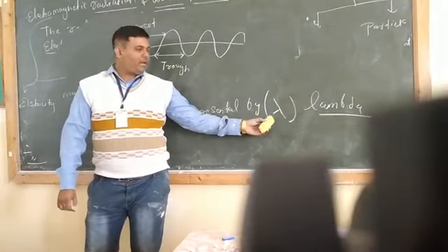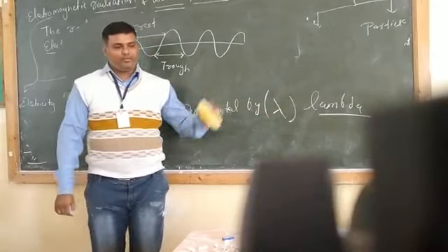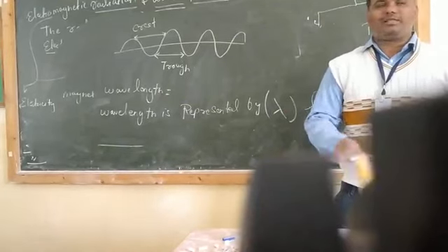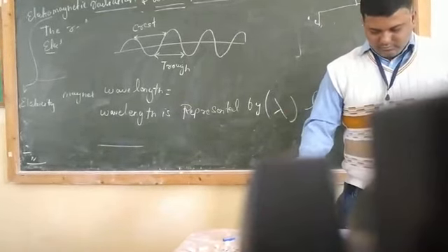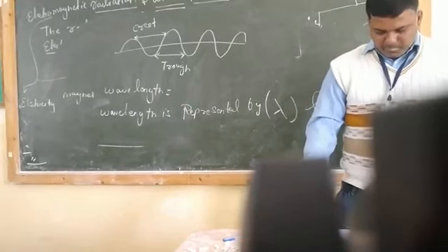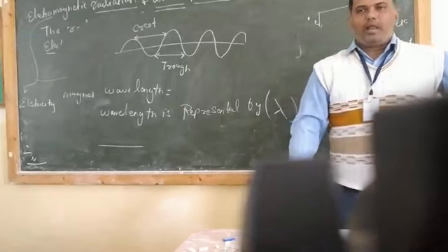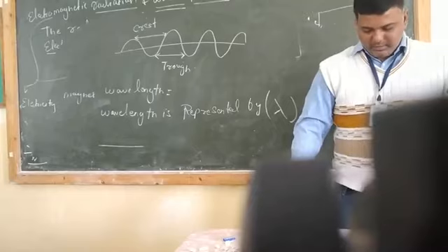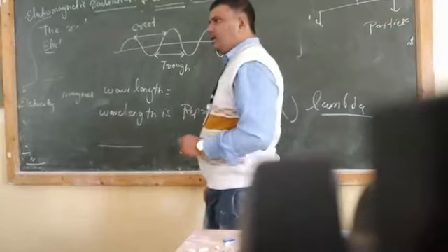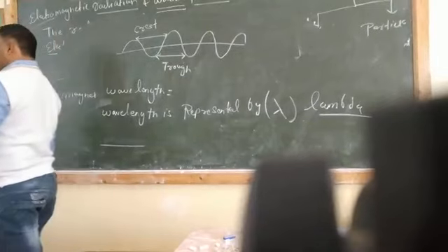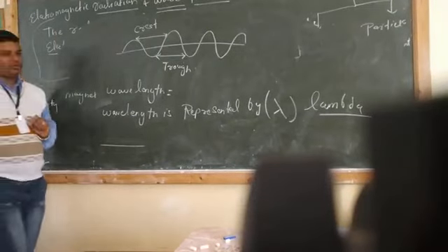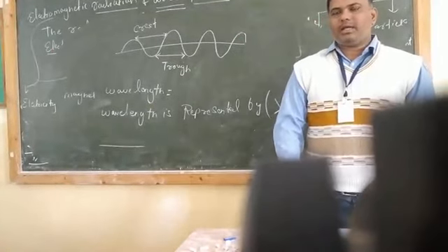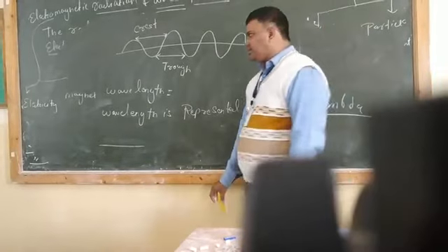Okay? आणि लॅम्डाचा सिम्बॉल असा आहे हे लक्षात ठेवा. ओके. Next, velocity. The next characteristic is velocity. Velocity, write down. Velocity is the speed at which the wave travels. Velocity is the speed at which the wave travels.